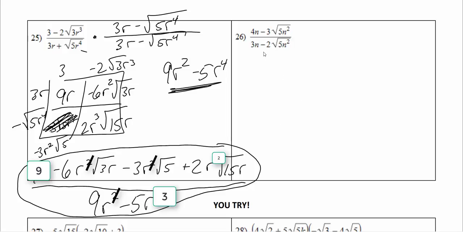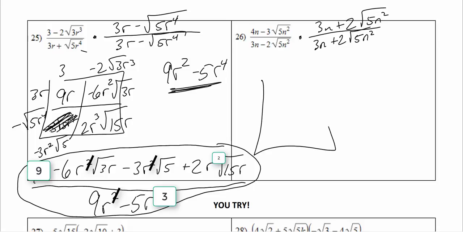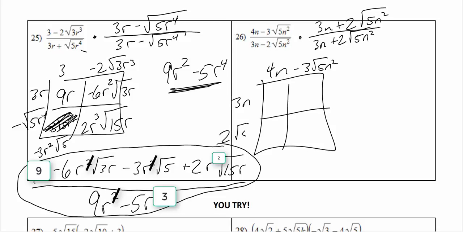Alrighty then, let's go to number 26. The conjugates are 3n plus 2 root 5n squared, 3n plus 2 root 5n squared. Okay, let's do the top in a box. 4n minus 3 root 5n squared, 3n, 2 root 5n squared.